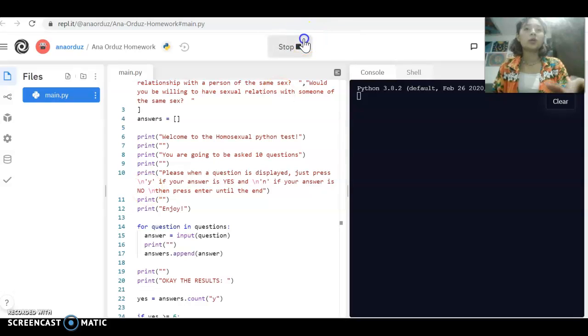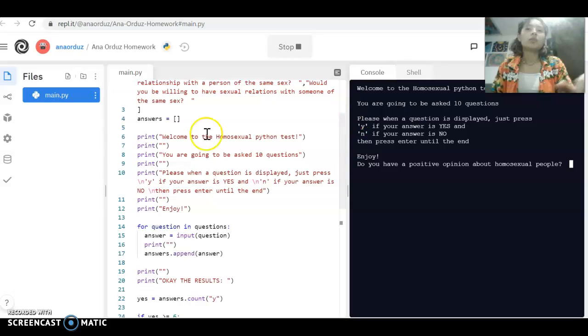The next thing I did are these prints. I'm going to run the code now so you can see them. Okay, so these are the prints. Print: welcome to the homosexual Python test, and you're going to be asked 10 questions. This is basically just the introduction to my test, and it explains how it works. Please, when a question is displayed, just press Y and enter. Y means yes and N means no. And press it until the end.